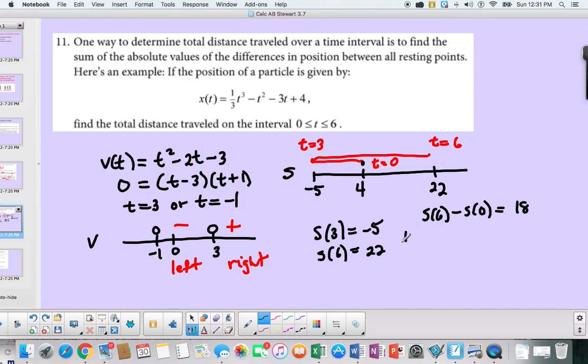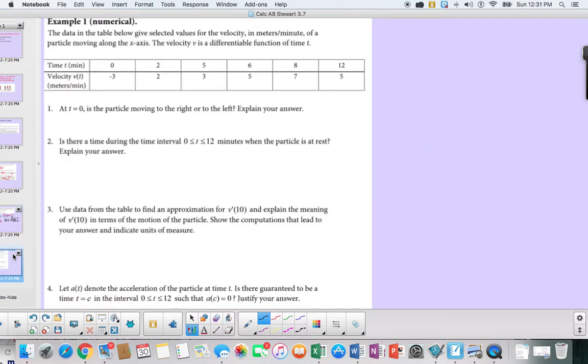To figure out total distance, we must take into account all the distance that's traveled. So the distance traveled from here to here is 9, and distance, remember, is positive, and the distance from here to here, that's going to be 29. So the total distance traveled is 38. It's a big difference from displacement to total distance traveled.